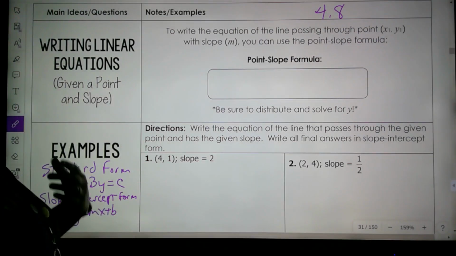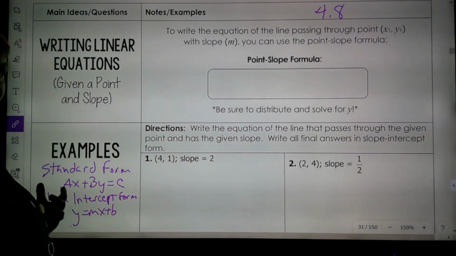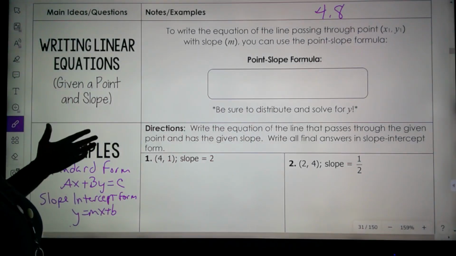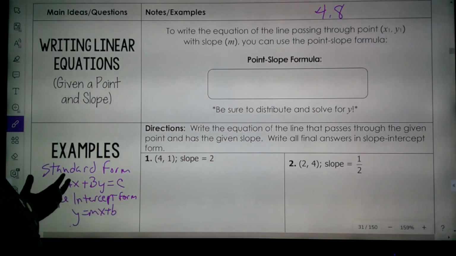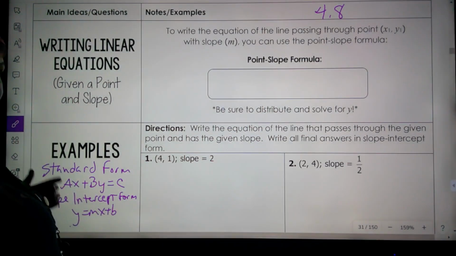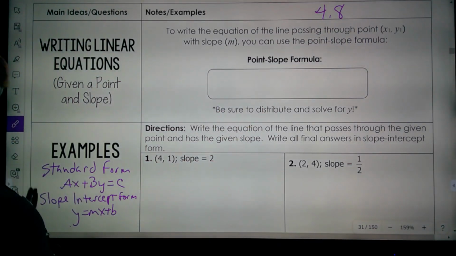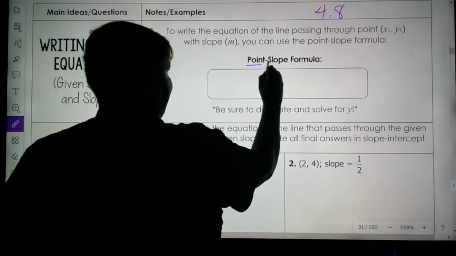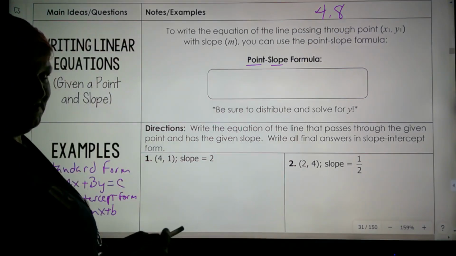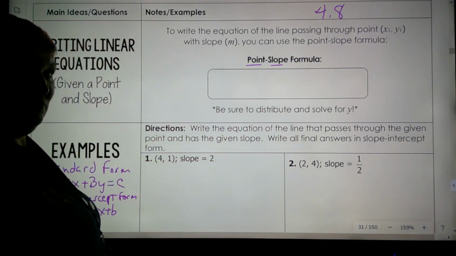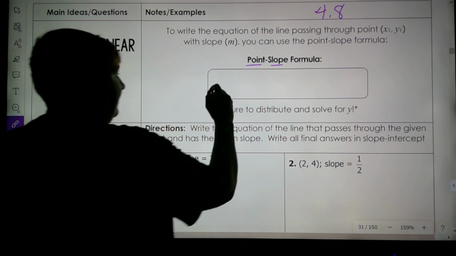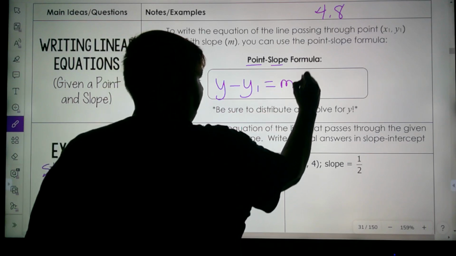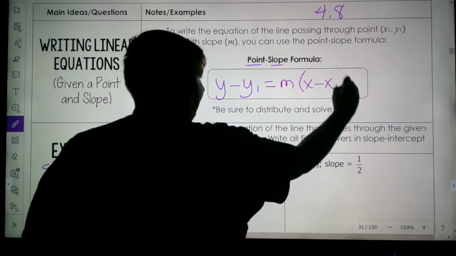But what if instead of giving us two ordered pairs, and we have to figure out the slope, what if they give us a point and the slope? Is there a formula that we can use to rearrange it to find the missing information? Of course there is. The formula is called the point slope formula, because they give you a point and a slope, and it is y minus y1 is equal to m times x minus x1.